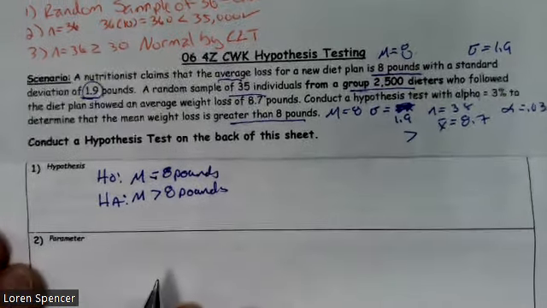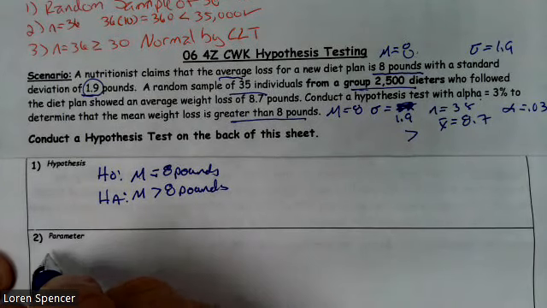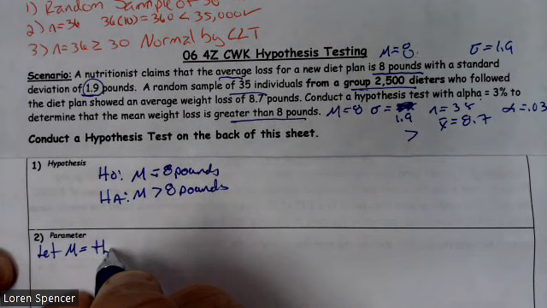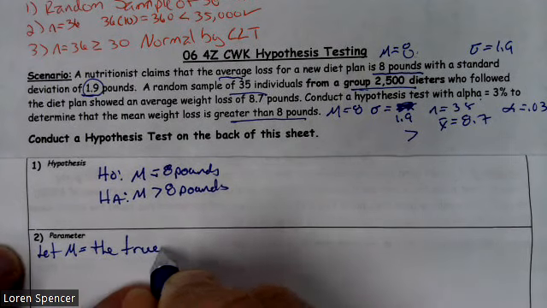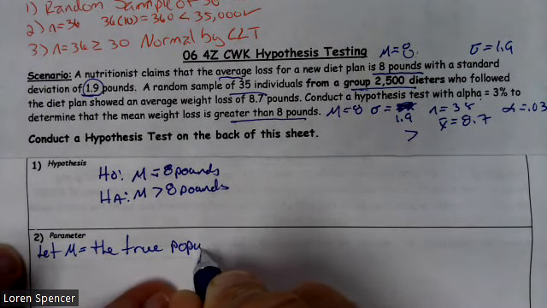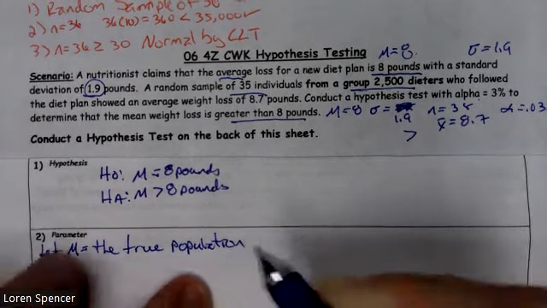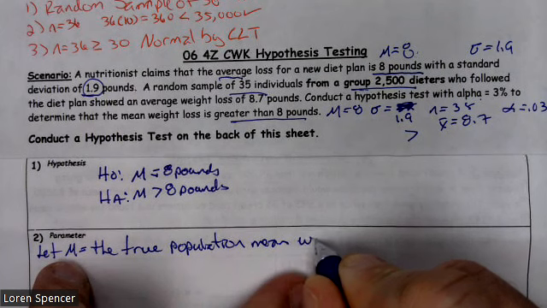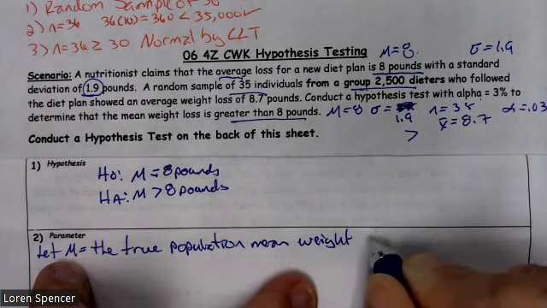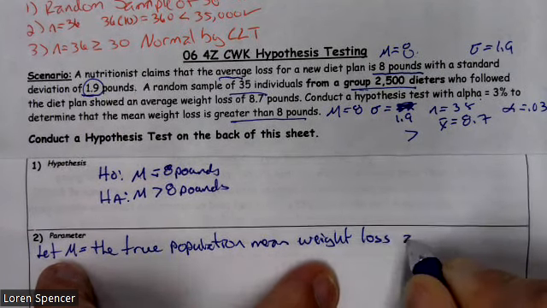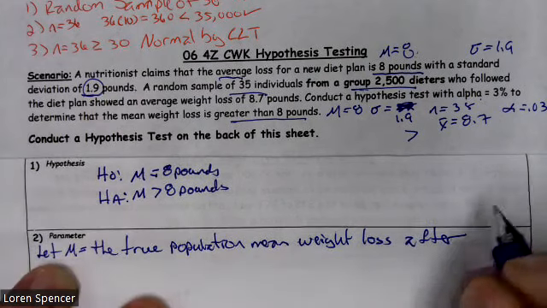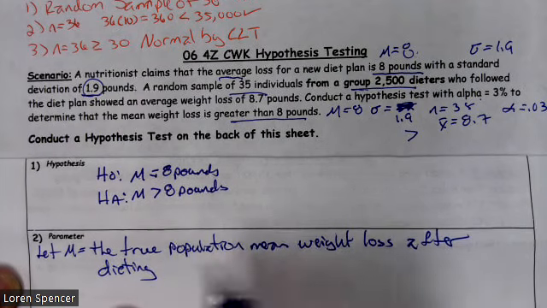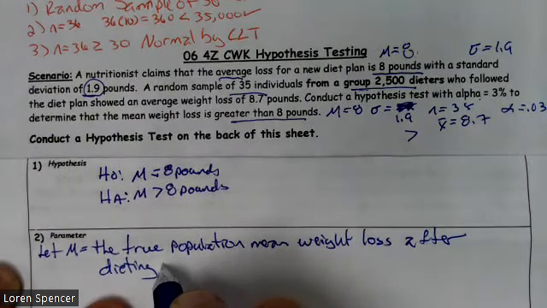So our parameter, we need to define it in context. Let mu equal the true population mean weight loss after dieting. And really, it's dieting on the plan, so I'm going to go ahead and add that here.